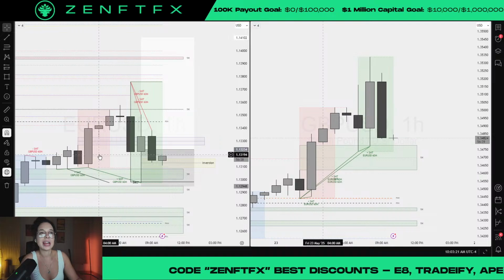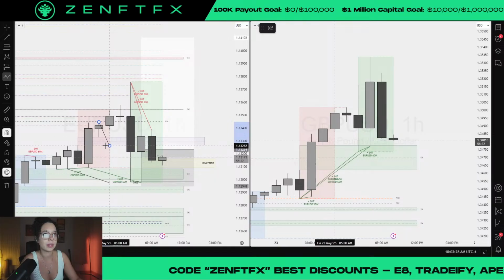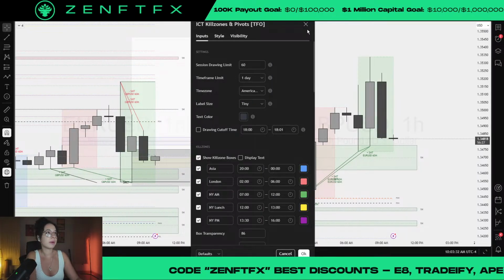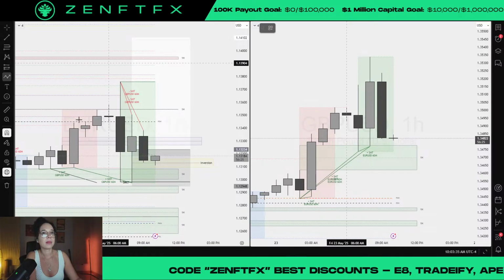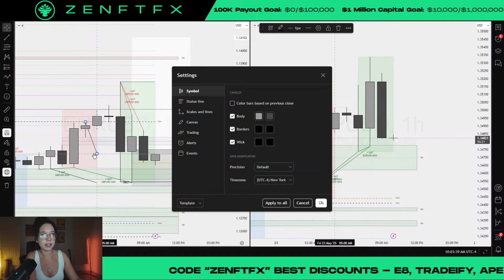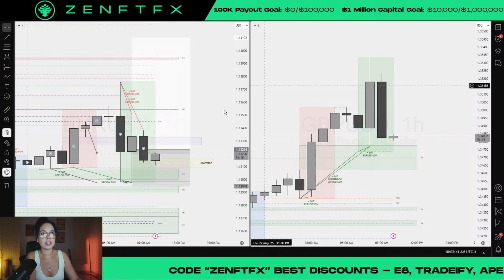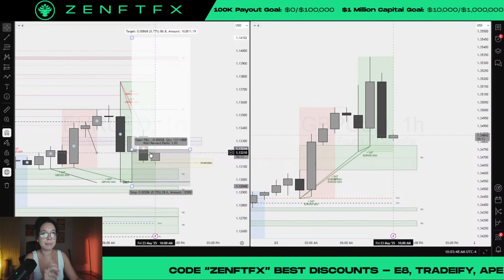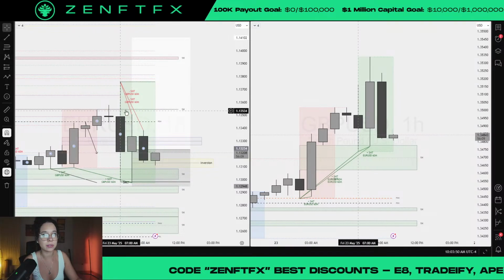In ICT world, the way fair value gaps work is, okay, this is a bullish one, price comes into this fair value gap and comes out of it. But if we created this fair value gap and price closes below it, that's an IFVG, an inverse fair value gap. So technically this fair value gap is an IFVG because this bearish candle closed below it.